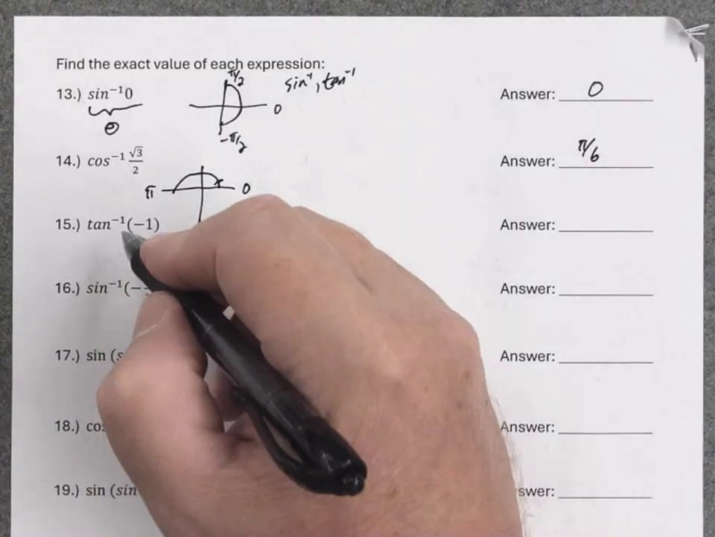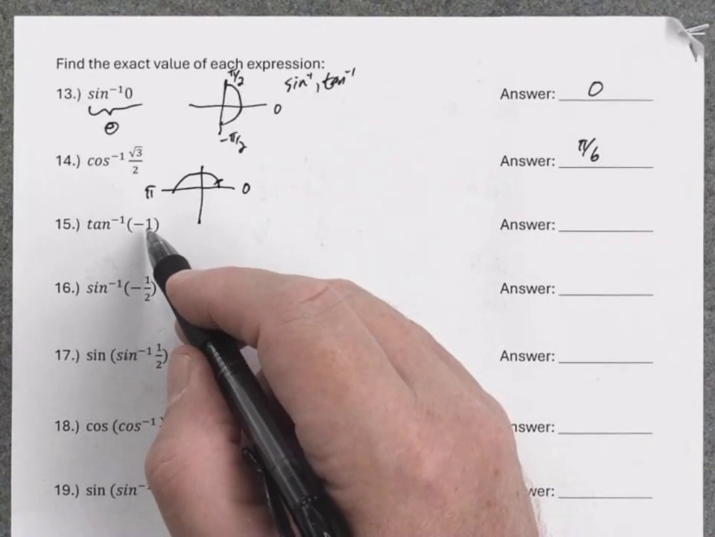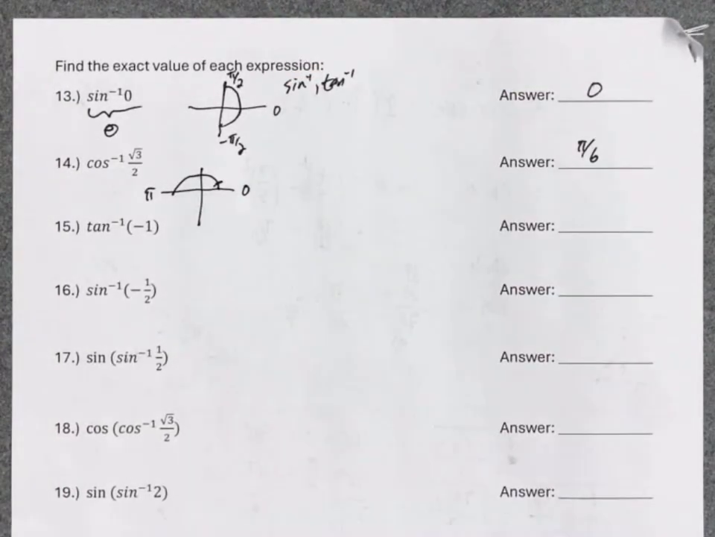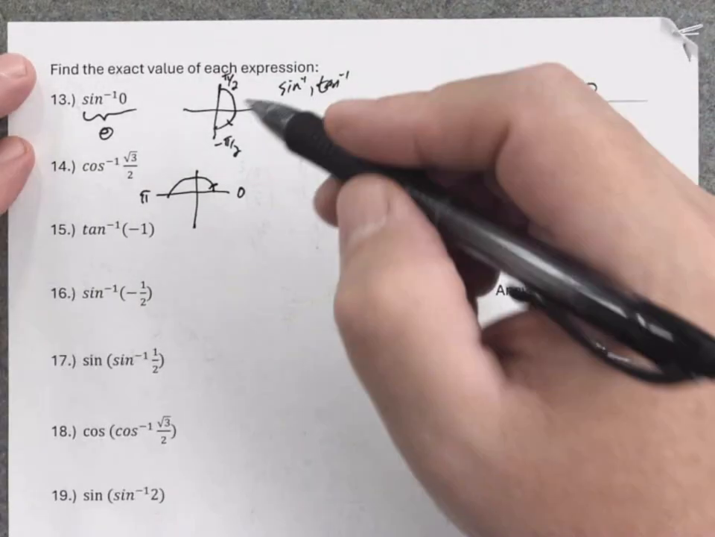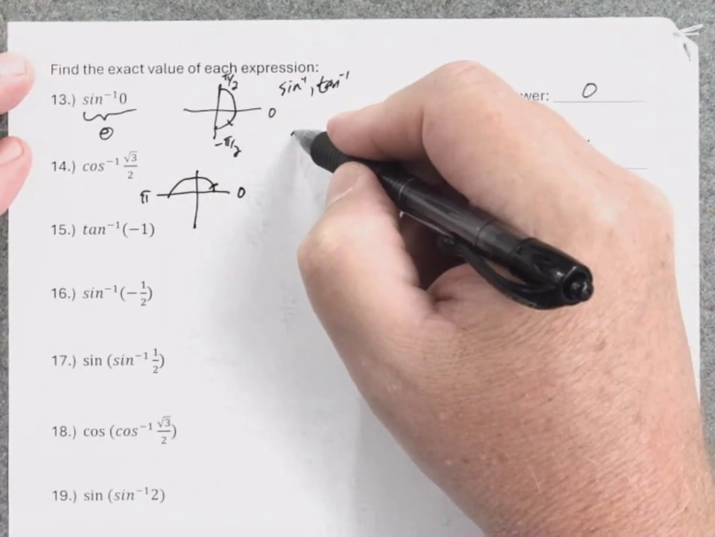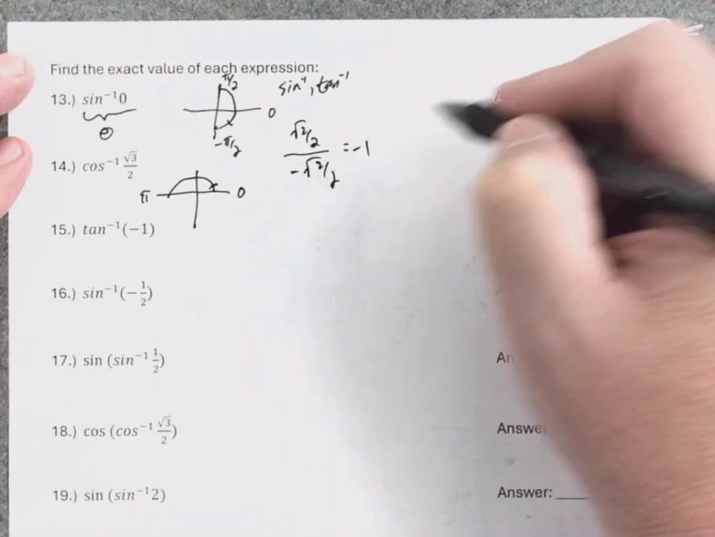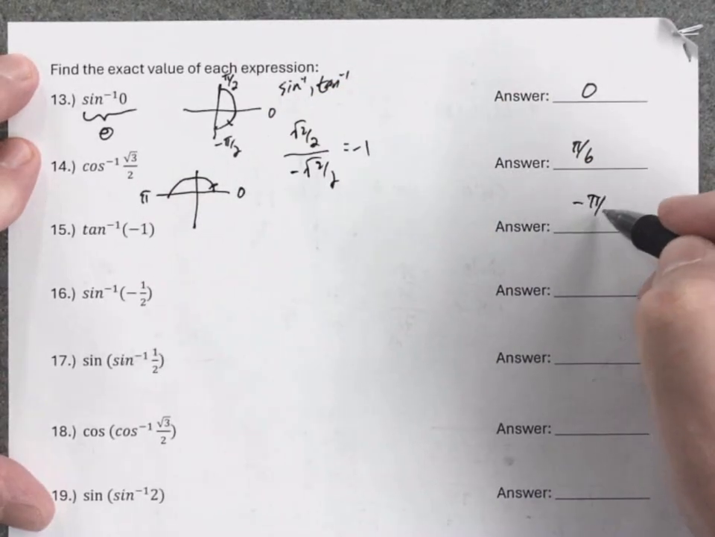Tangent, once again, tangent is this one up here. So I'm saying, what's the angle where the tangent is -1? Since tangent is sine over cosine, I'm looking for the angle where the sine and the cosine have the same value, although they have different plus and minus signs. And that happens down here in this fourth quadrant, because the cosine is square root of 2 over 2. The sine is negative square root of 2 over 2, so that's -1. Well, what's this angle here? This angle here is negative pi over 4.